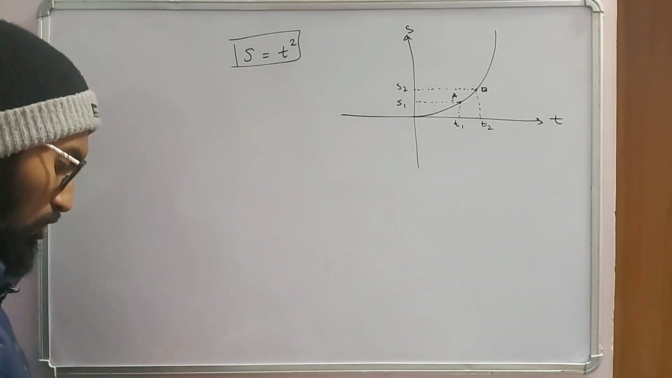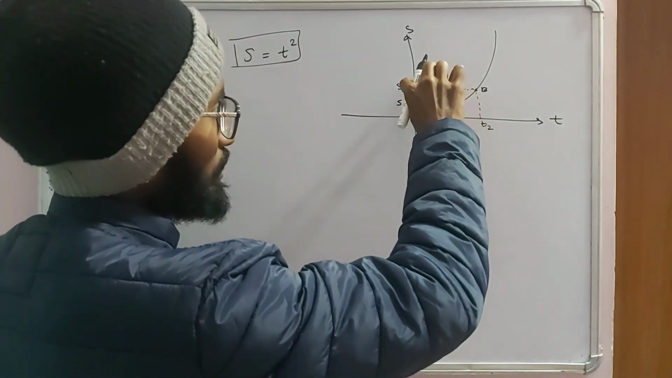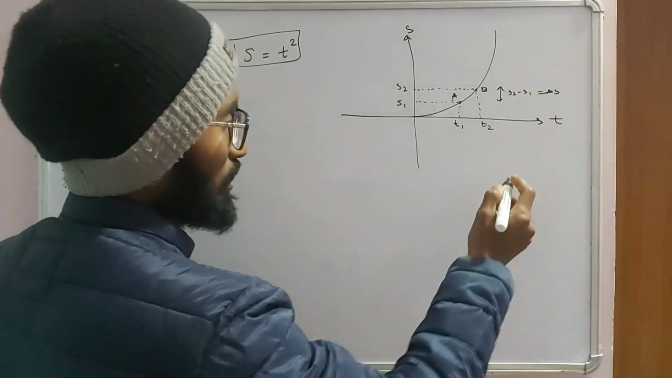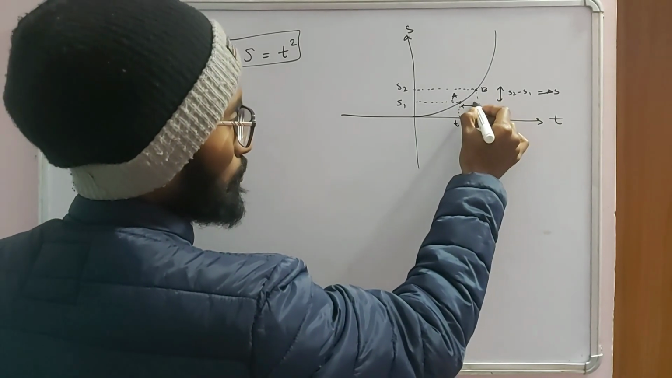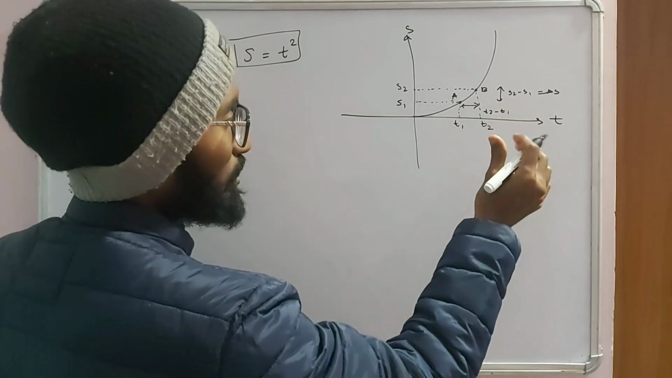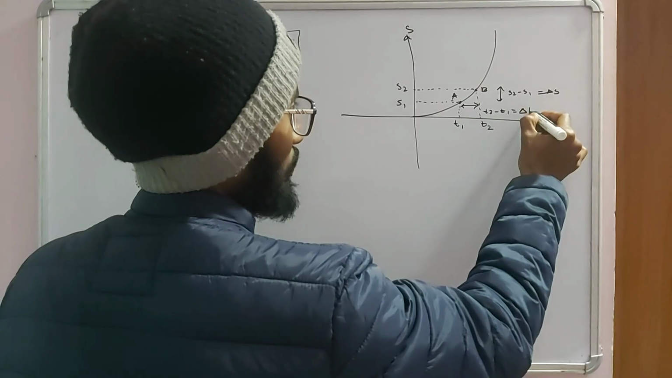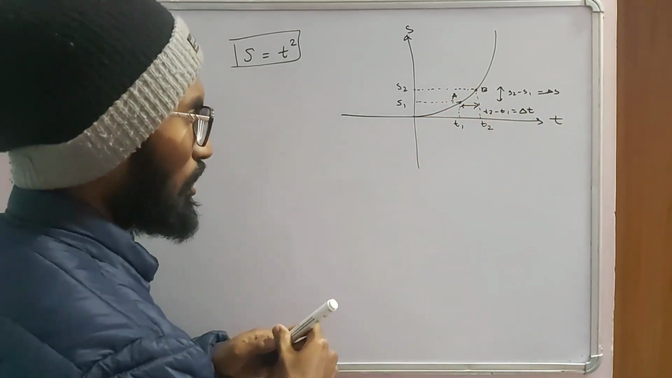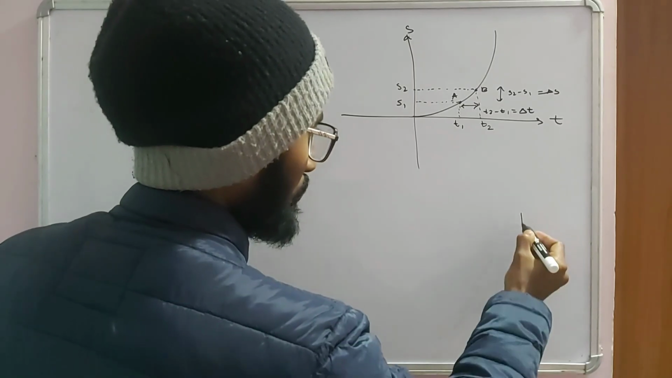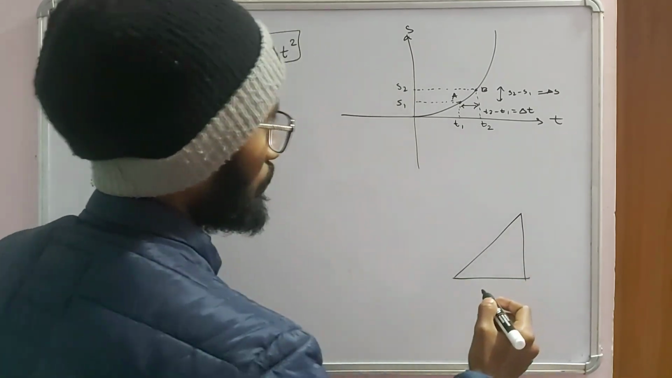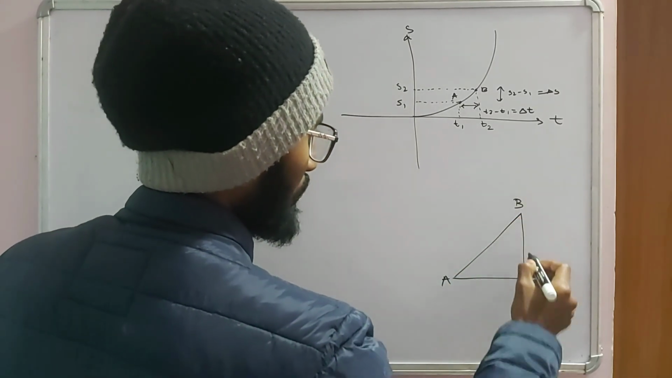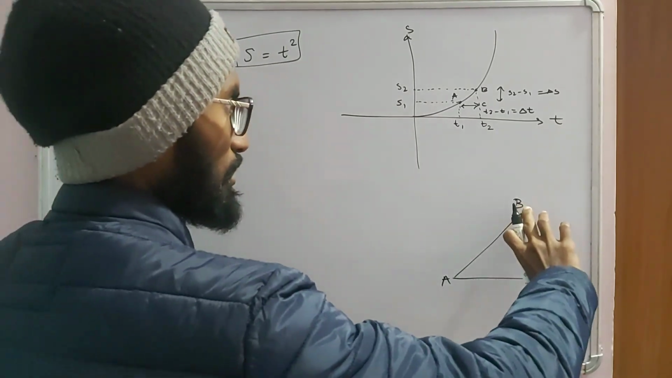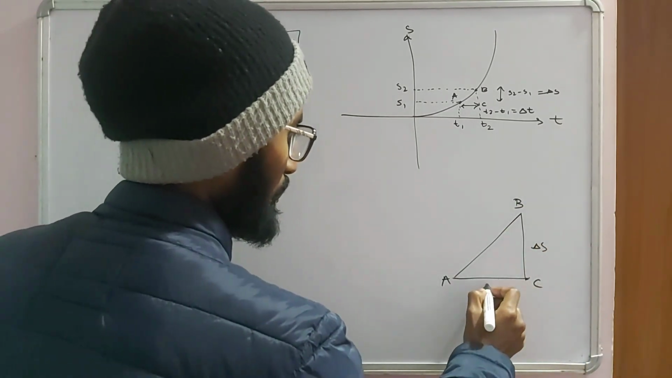So this distance, s2 minus s1, we call delta s, and t2 minus t1 we call delta t. This figure looks similar to a right angle triangle. If you draw it neatly, you will come to know that this is a right angle triangle. Suppose this is point C. Then side BC is delta s, and side AC is delta t.